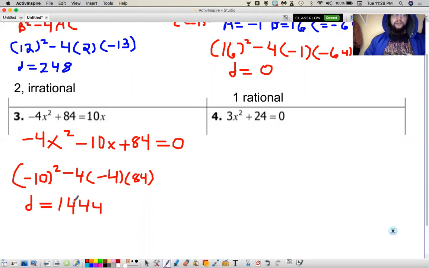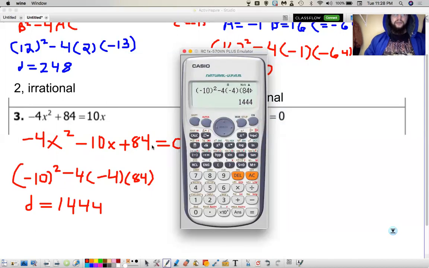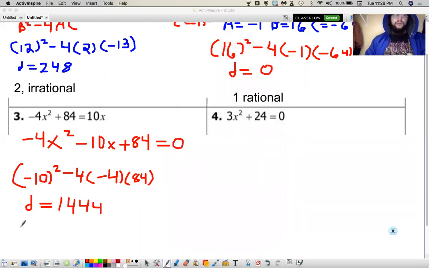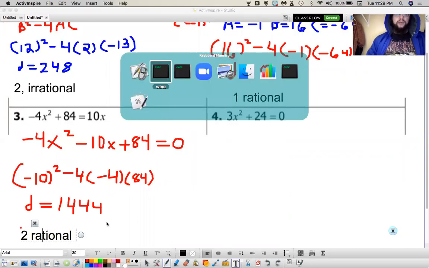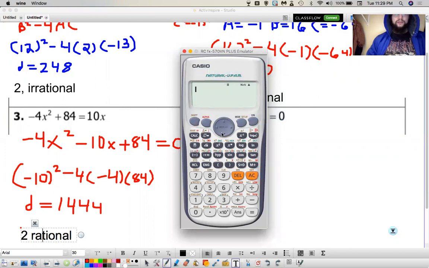Well, it's positive, so it's got two, either rational or irrational. Let's see what the square root of that is. 38. It's nice. So this is two rational. There we go, rational.